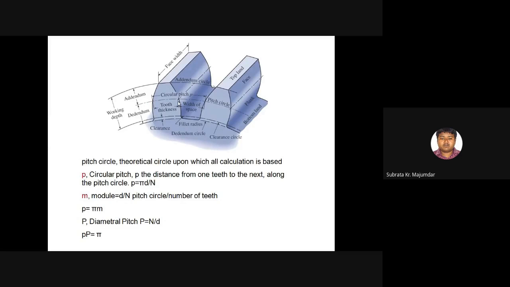Now we are becoming the face of the tooth. Look at the diagram. According to my pointer, these ones are considered as the face of the tooth. What is the face of the tooth?